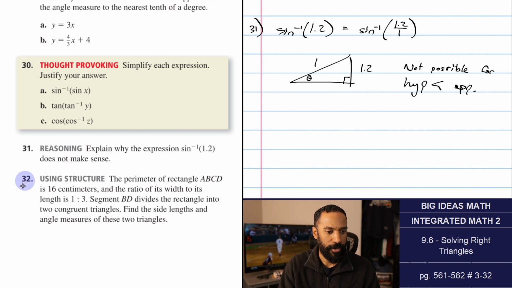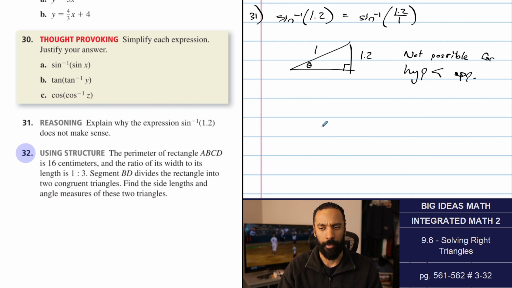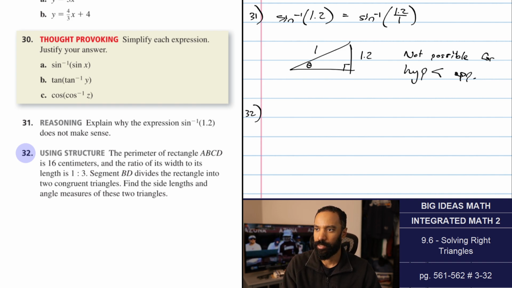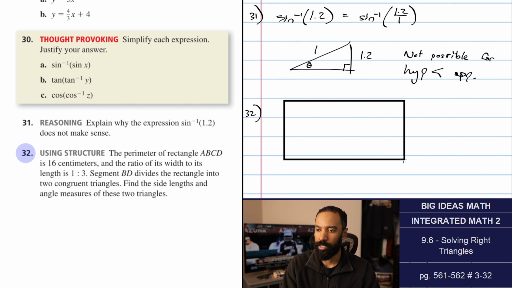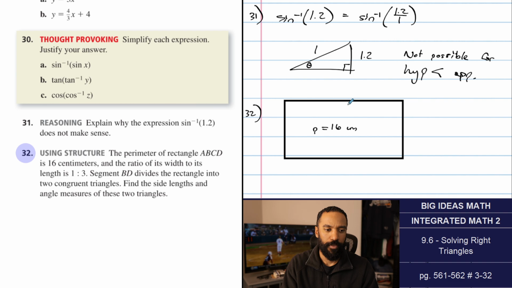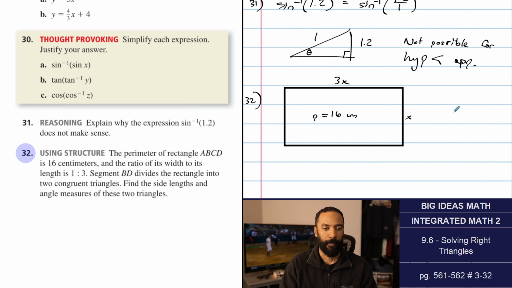And the last question, number 32, using structure, the perimeter of rectangle ABC. Oh, I thought we were talking about triangles. The perimeter of rectangle ABCD is 16 centimeters. P equals 16 centimeters. And the ratio of its width to its length is 1 to 3.